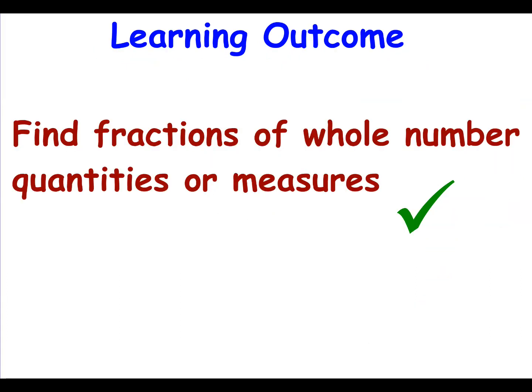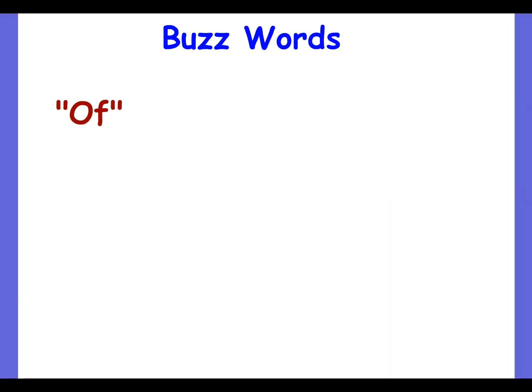And that concludes the learning outcome for this video, which was to find fractions of whole number quantities or measures. There's only one real buzzword from this lesson, and that is the word of. And as we learned very early on, of means multiply. So 1/4 of 100 is 1/4 times 100.